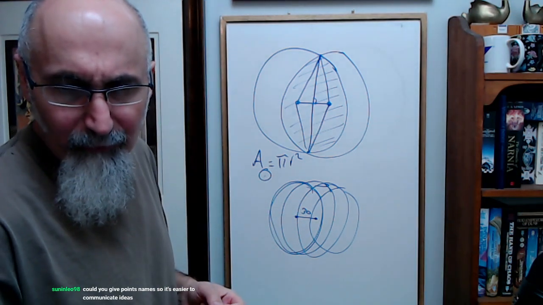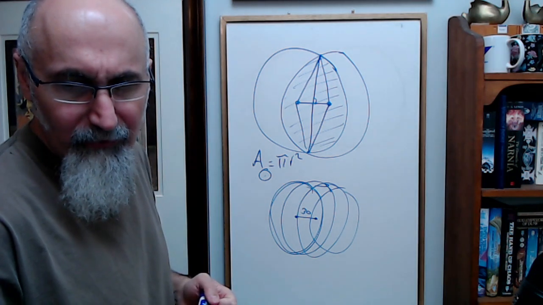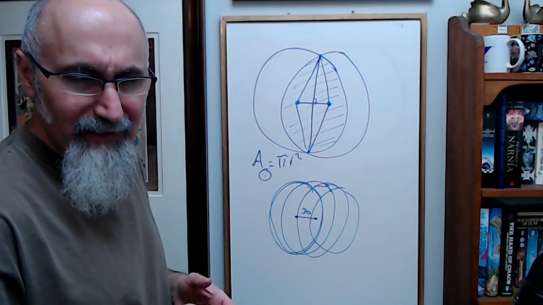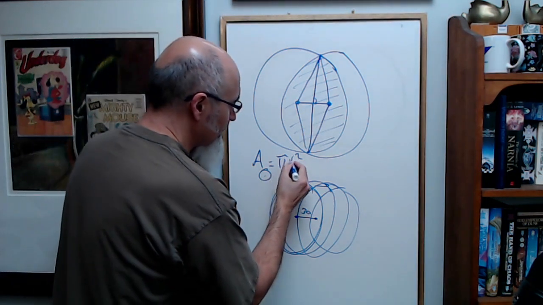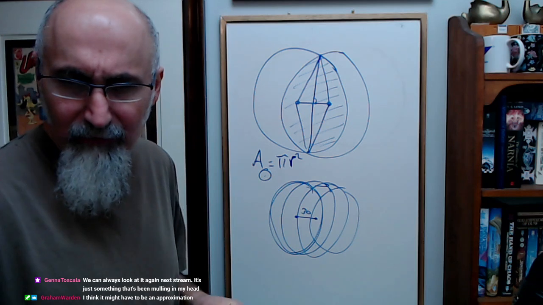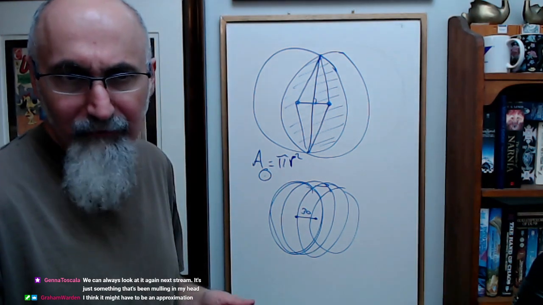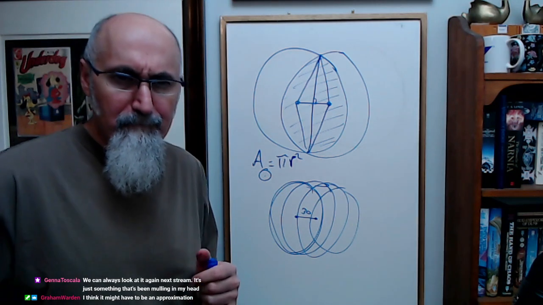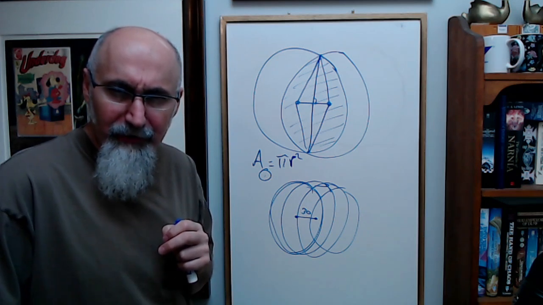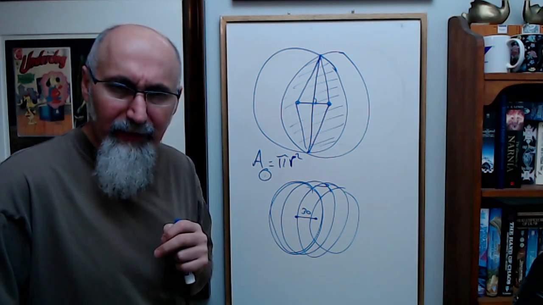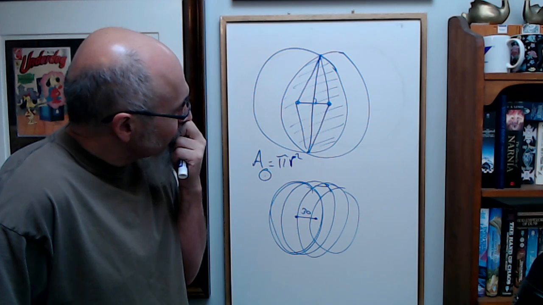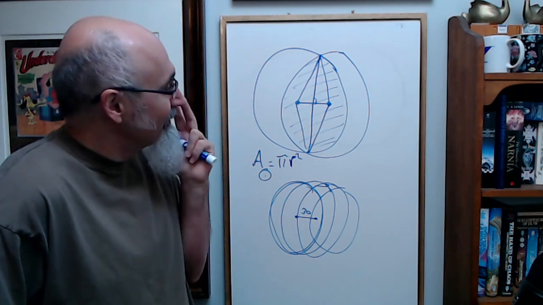You could give points names so it's easier to communicate areas. But will this involve calculus? Is there a way to do it without calculus? I think it might have to be an approximation. We can always look at it again next stream. It's just something that's been mulling in my head. Yeah, that's a good question. It's related to the trigonometry that we want to do after this.